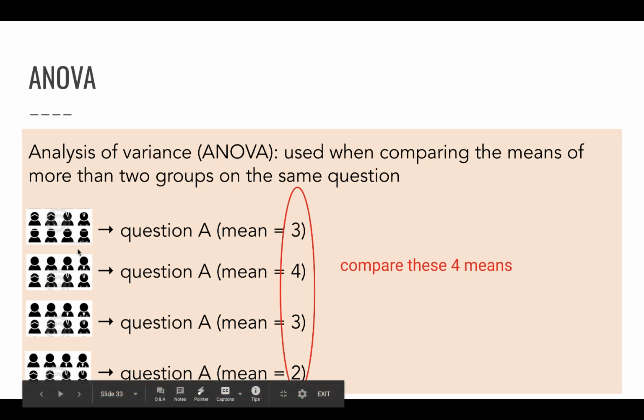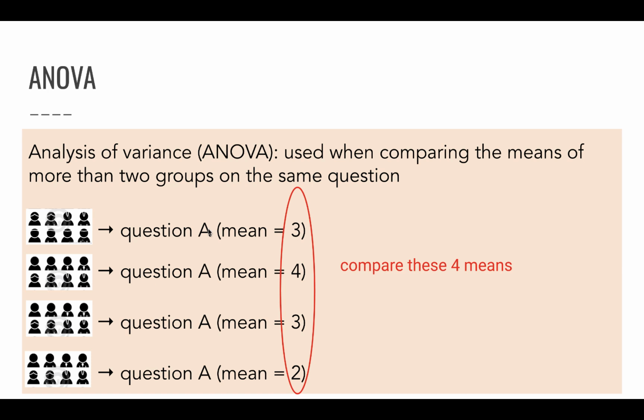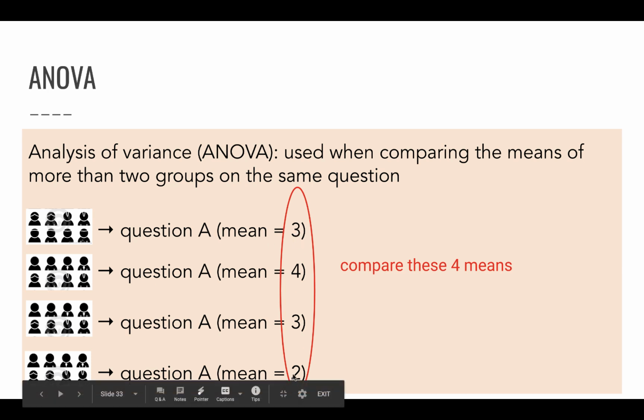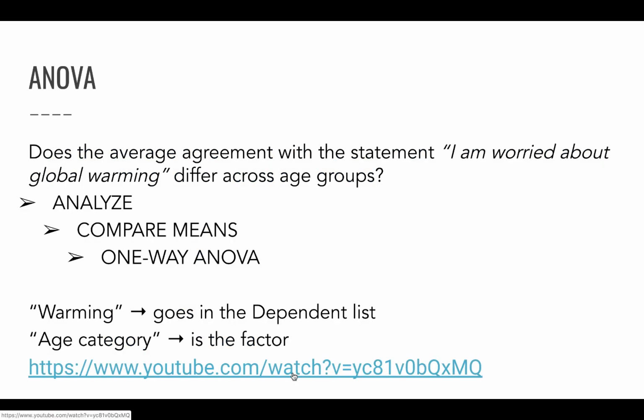For example, freshmen, sophomores, juniors, and seniors, and you ask them the question, how much do you study? Then the average amount of studying might be different for these subgroups in your sample. So in SPSS, this is how you do this.